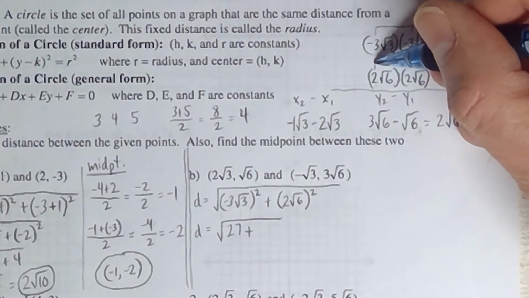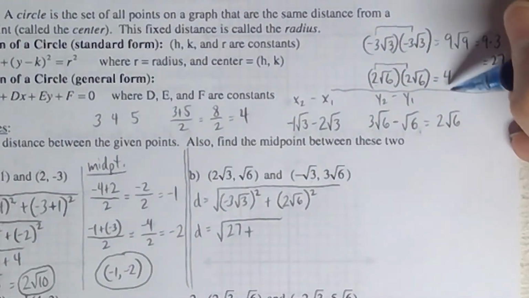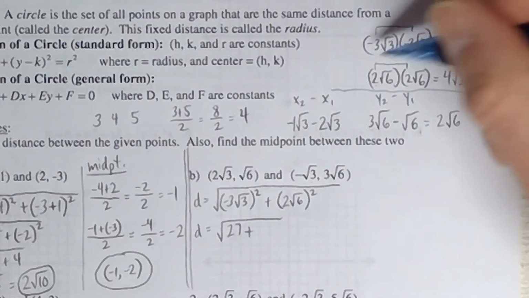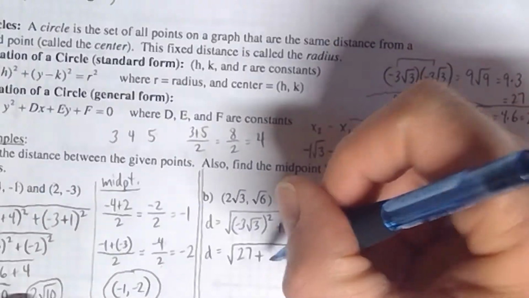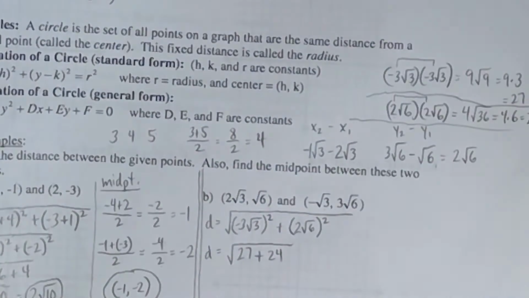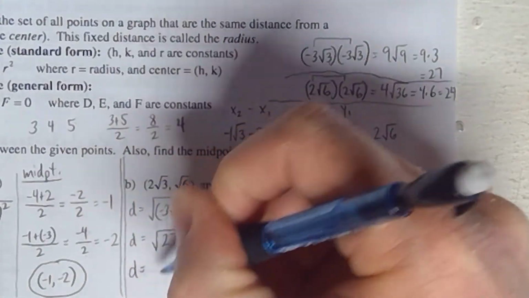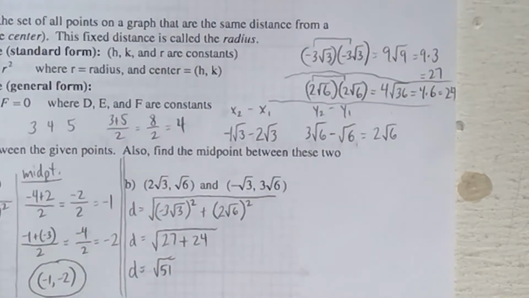So multiplying radical terms together, you do outside times outside stays outside. Inside times inside, 6 times 6 stays inside. And then you simplify that radical after that. We get 4 times 6 is 24. Okay, so this ends up being what? This ends up being 27 plus 24 right here, which is 51.